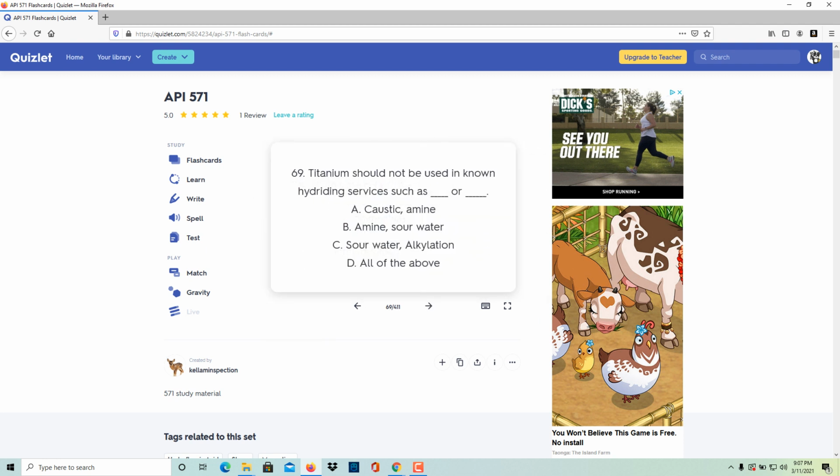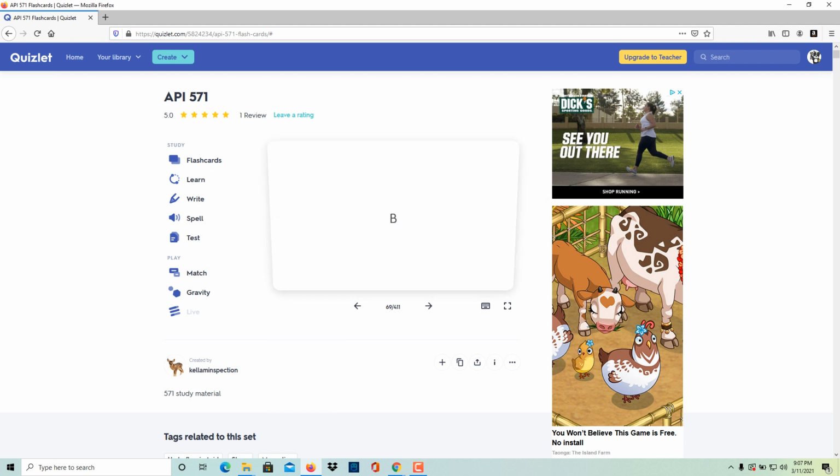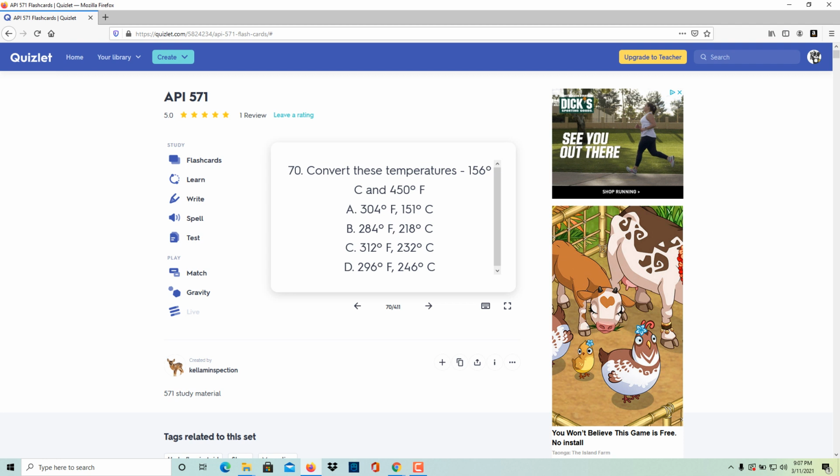Titanium should not be used in known hydriding surfaces such as, I want to say, amine and sour water, but I may be wrong. Yes, amine and sour water.